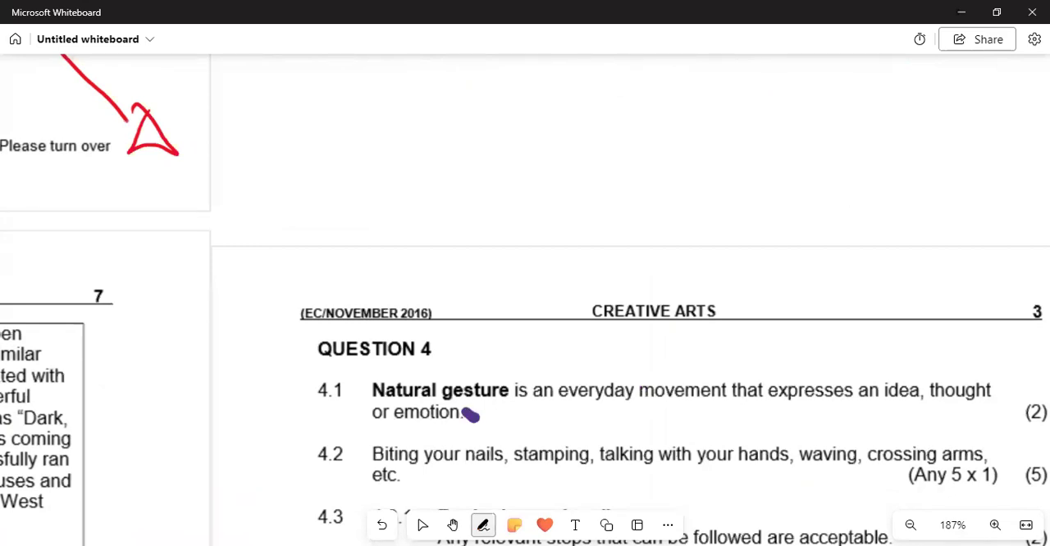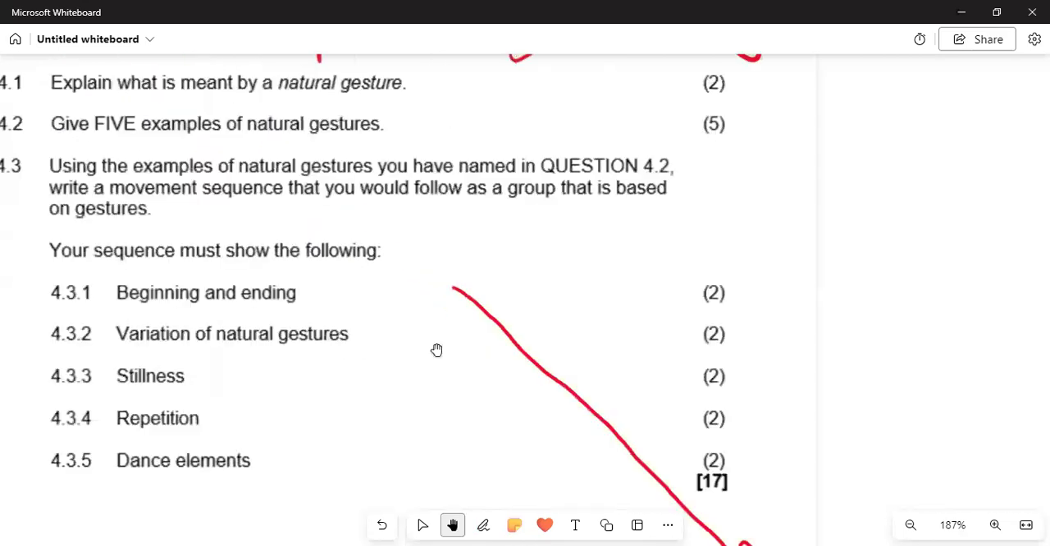Examples of natural gesture in 4.2 can be: number 1, biting your nails; number 2, stamping; number 3, talking with your hands; crossing arms, and so on. Then you get your maximum of five marks. That is very clear and easy.